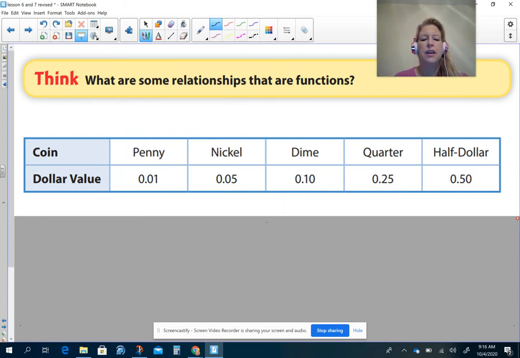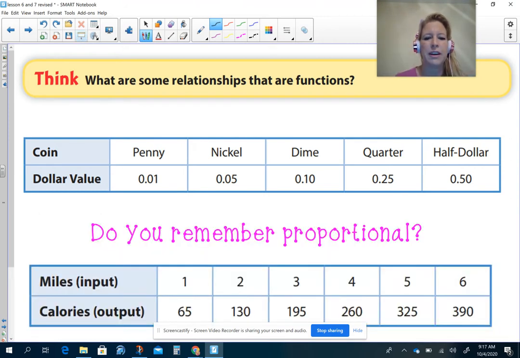Now, if I'm thinking about ordered pairs, well, these ordered pairs are a little different. Each one of these ordered pairs represents a coin. Okay, well, what about this one? You might have recognized one of these. Look at this one.